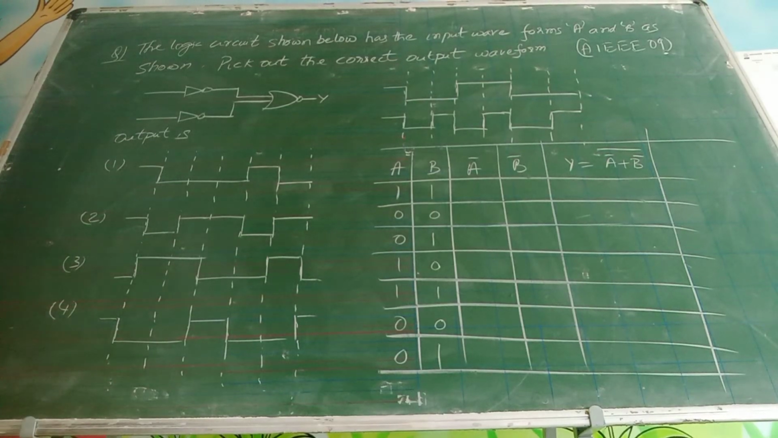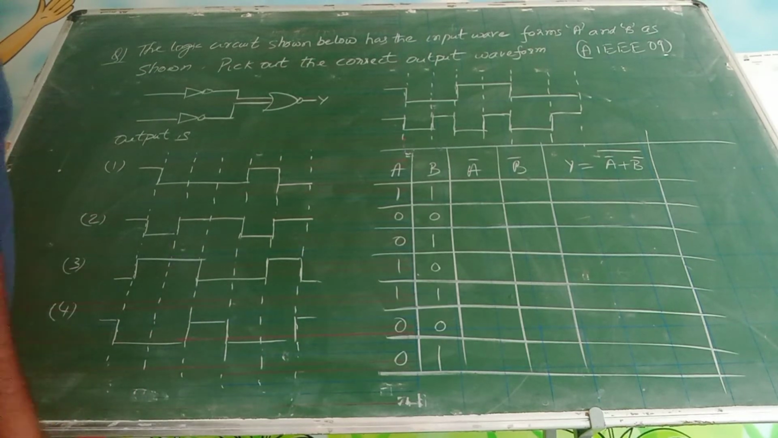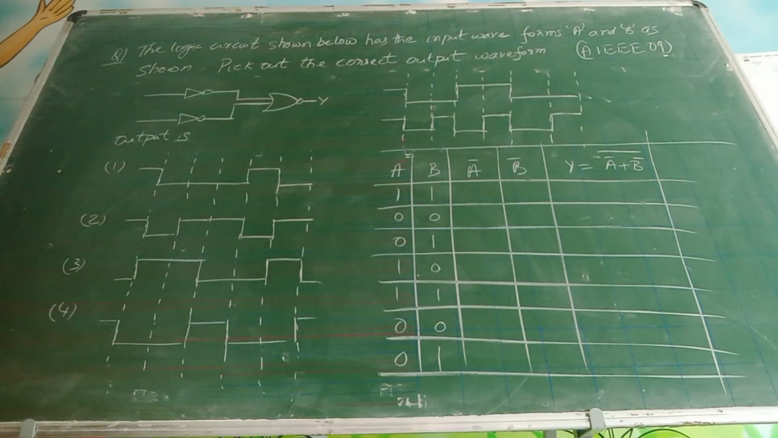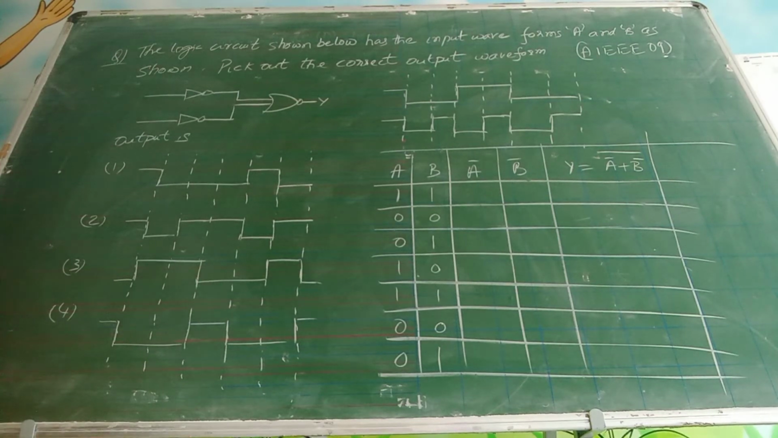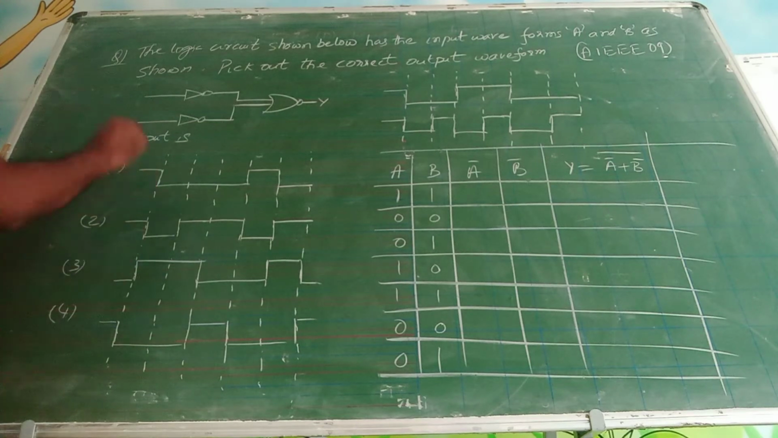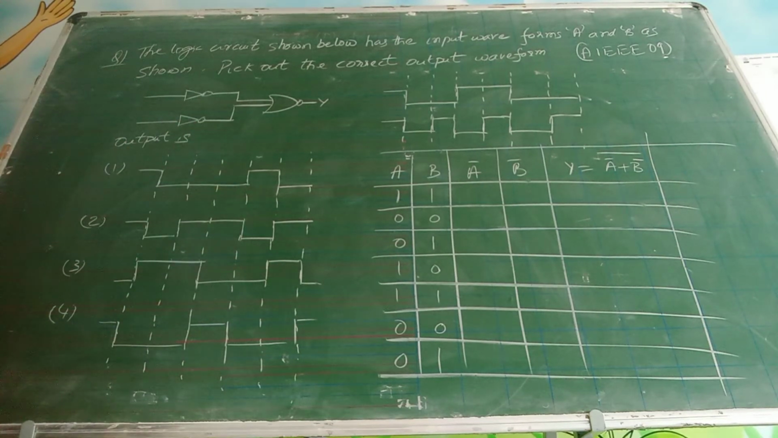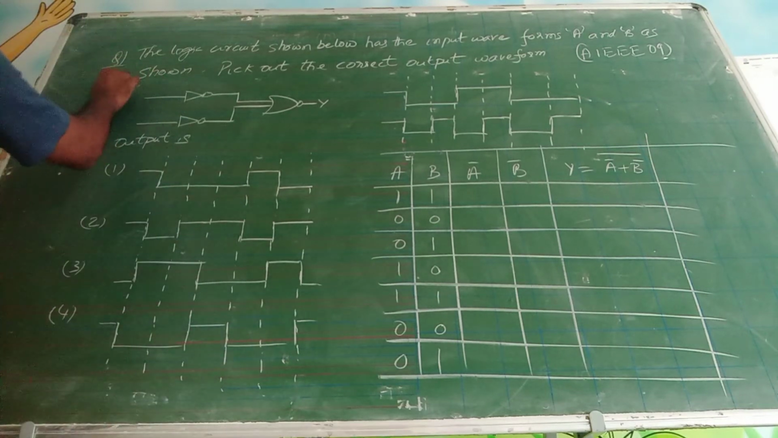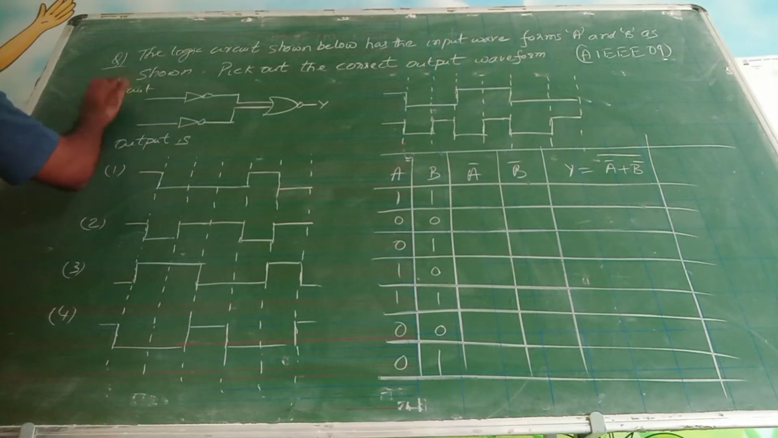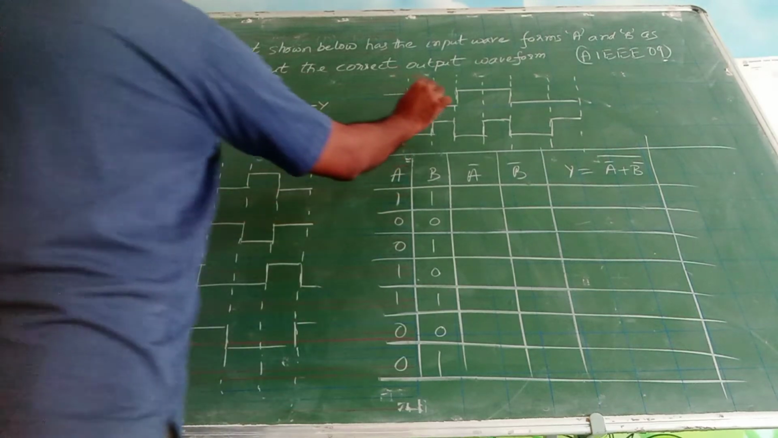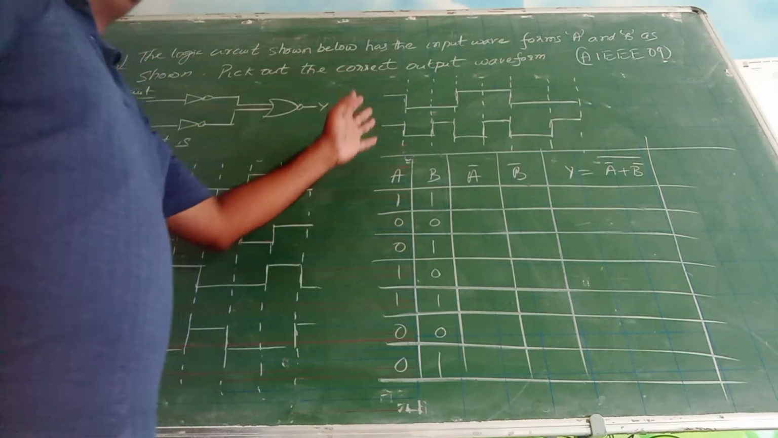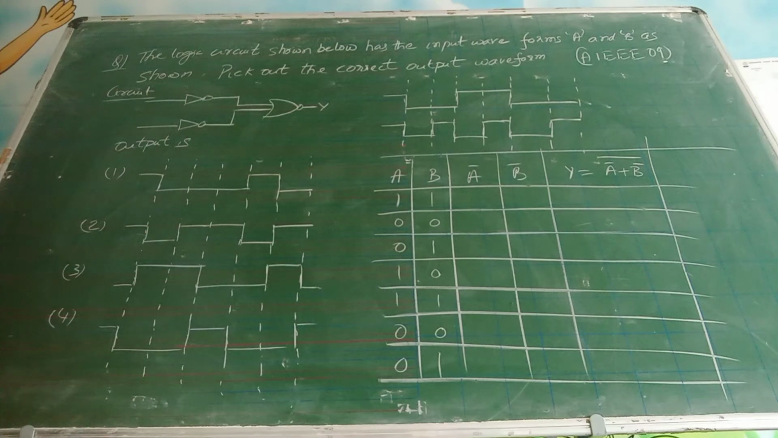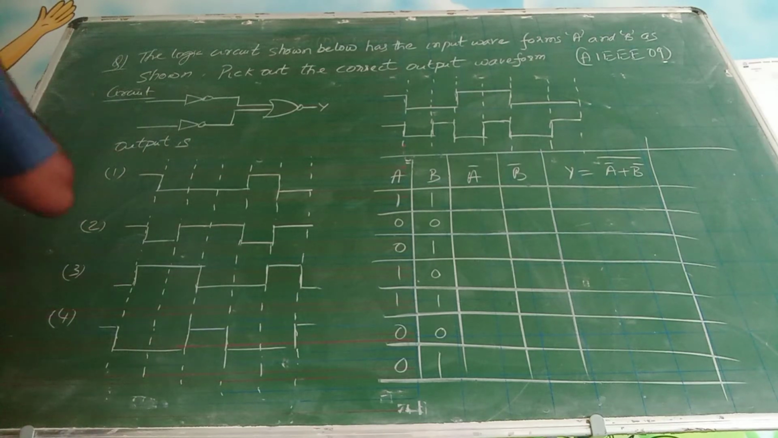Now look at this question. The logic circuit shown below has the input waveforms A and B as shown. Pick out the correct output waveform. This question has come in AIEEE 09. Now here an input is given. This is the circuit part. This is the input format. A particular value is not given, but the input format is given and you have to choose the output format. So let us first identify the circuit.